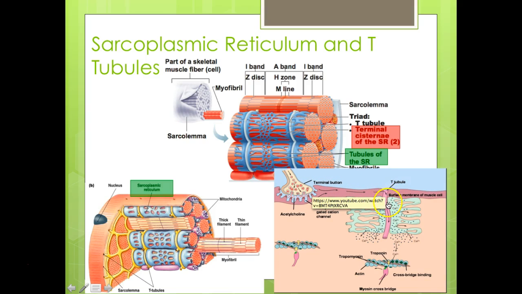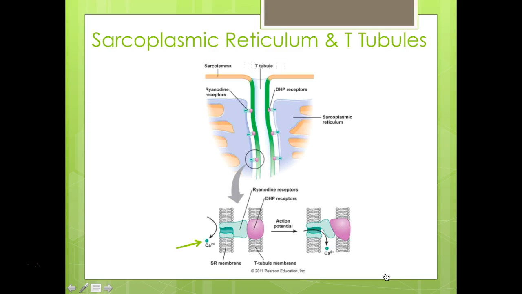That information is going to travel here along the T tubule, tell the SR to release calcium, and that calcium binds to, remember, troponin on our thin filaments. That's going to shift this tropomyosin strand out of the way, allowing the active sites to be attached to the myosin cross bridge. And this is just another view of those structures here.